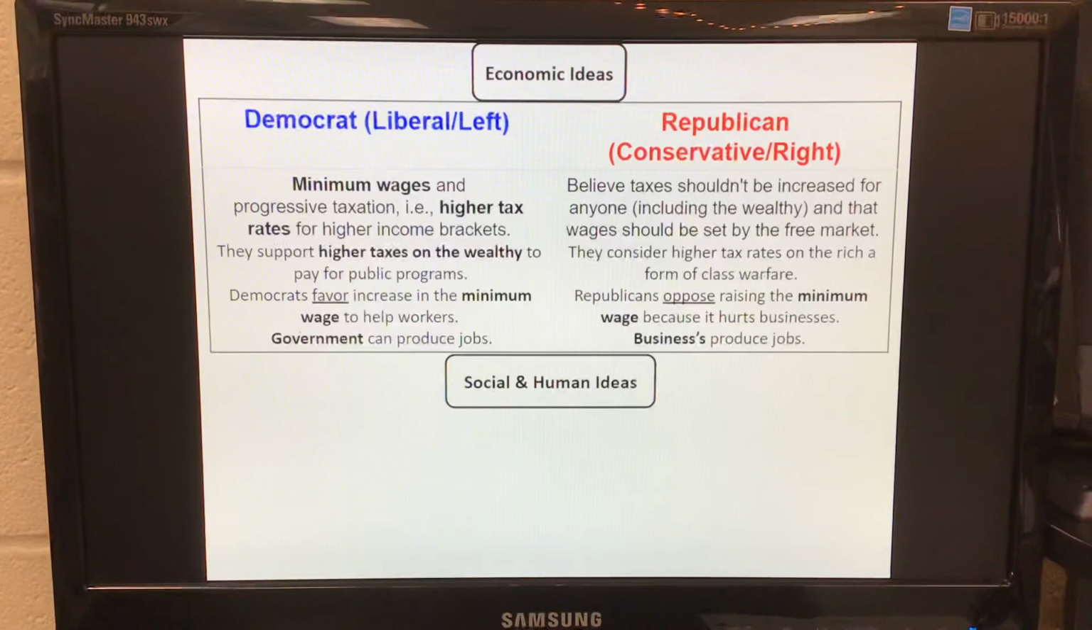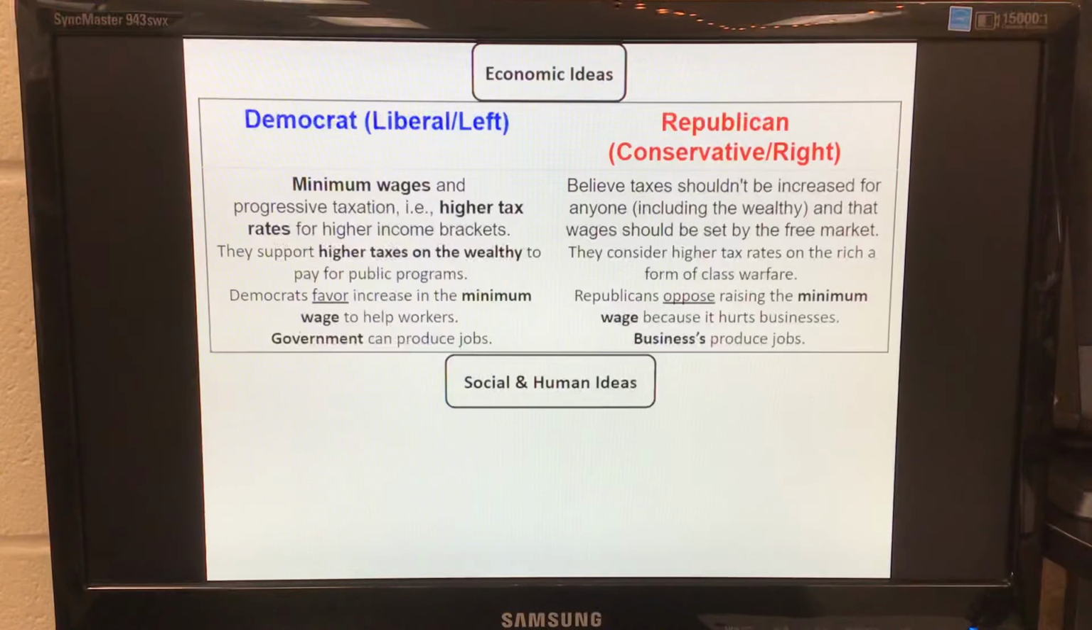Now, if we compare all those things to the Republican Party, the first thing we said was increasing minimum wage, right? Under the Democrats? Okay. So the Republican Party does not believe that minimum wage should be increased because they believe it would hurt business. They look at increasing minimum wage from the perspective of the business. That means they're going to have to pay people more.